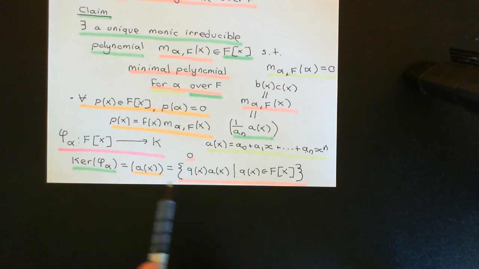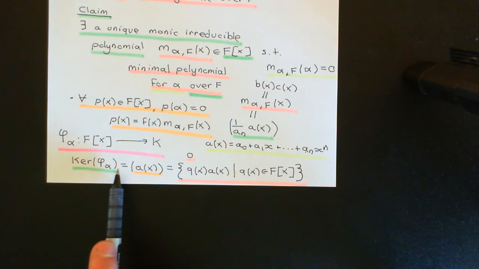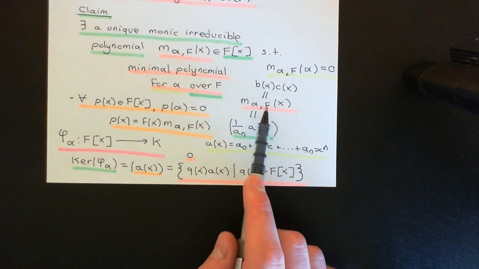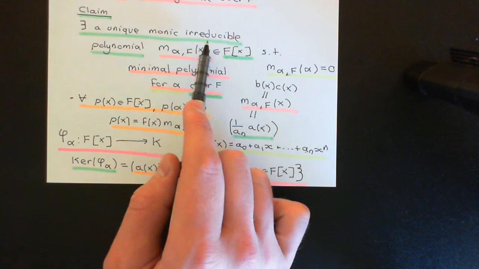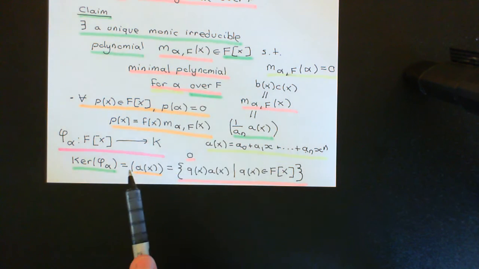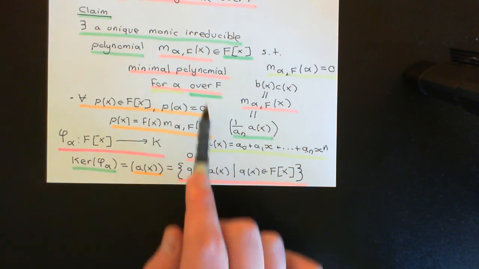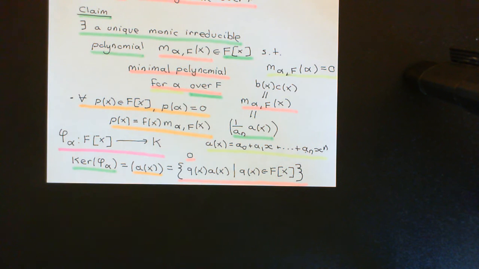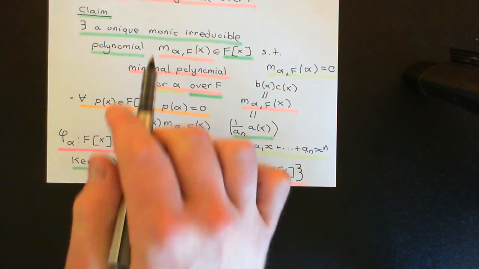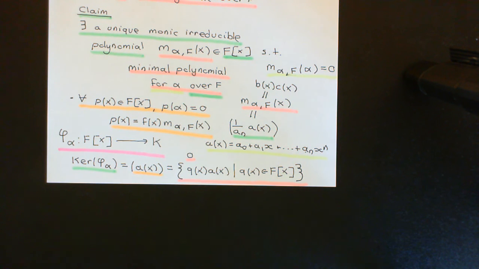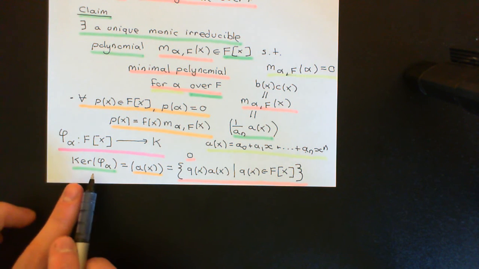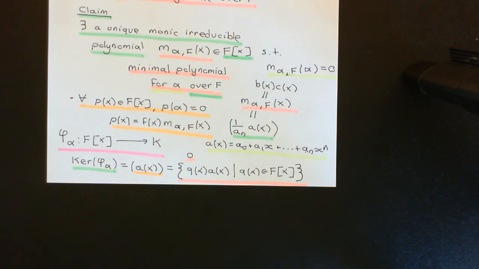So all the other polynomials in the kernel here of higher degree than the minimal polynomial of alpha over F fail the irreducible portion. The polynomials of the same degree as it fail the monic portion, and the zero polynomial just fails the irreducible portion as well, and the monic portion. Okay, so indeed this is the only polynomial in the kernel of this homomorphism that is monic and irreducible.